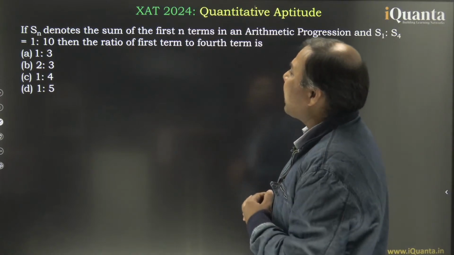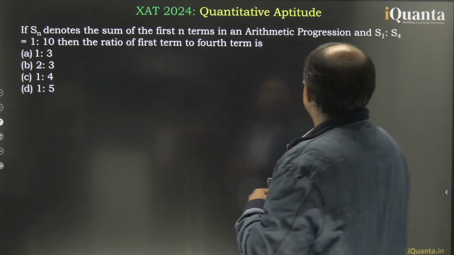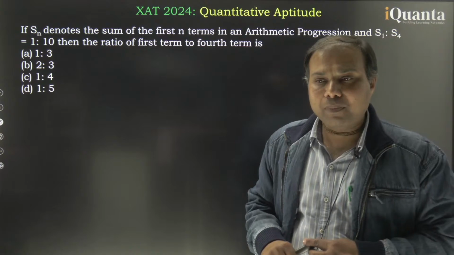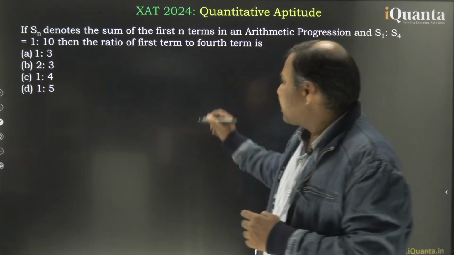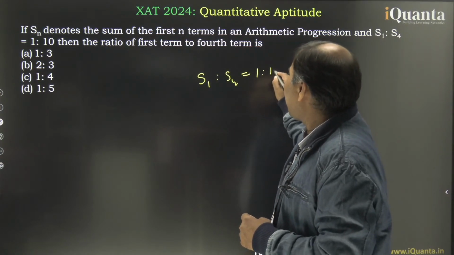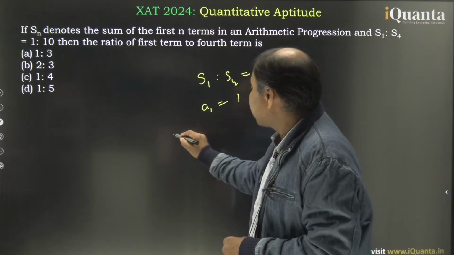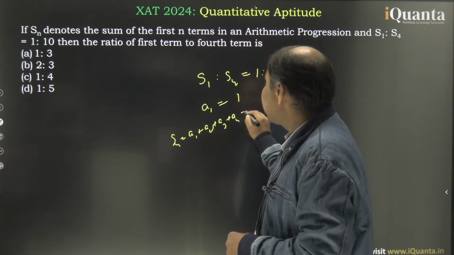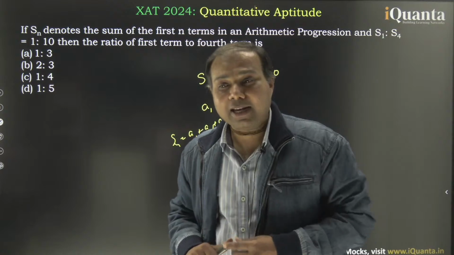See, it says Sn denotes the sum of first n terms in an arithmetic progression. So Sn is sum, and S1 ratio S4 is 1:10. So S1 means only first term and S4 means sum of first 4 terms, right? So what directly comes to your mind? Can you think of such AP where S1 ratio S4 is 1:10? In simple words, where first term A1 is 1 only, and S4, which is A1 plus A2 plus A3 plus A4. Yes, exactly, Aditya. It's 1, 2, 3, 4. And that's the answer to that.